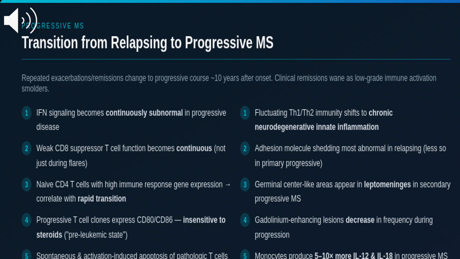Perhaps most troubling, spontaneous apoptosis of pathologic T cells is impaired during clinically active MS, meaning the normal mechanisms that eliminate autoreactive cells are no longer working. These cells persist and accumulate, driving progressive damage. Germinal center-like areas appear in the leptomeninges in secondary progressive MS, organized sites of chronic B-cell activation that continuously emit cytokine toxins onto the subjacent cortex. This meningeal inflammation is now understood as a major driver of the subpial cortical damage that characterizes progressive disease.